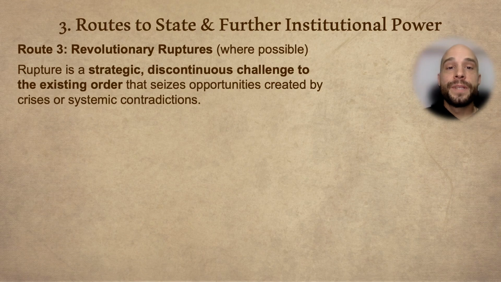The third route to state power in Avineri's framework is rupture, strategic, discontinuous action that challenges the existing order. Unlike routes 1 and 2, which work through gradual institutional embedding, rupture focuses on moments of crisis or opportunity where the working class can assert power in ways that normal channels of politics and organization cannot.